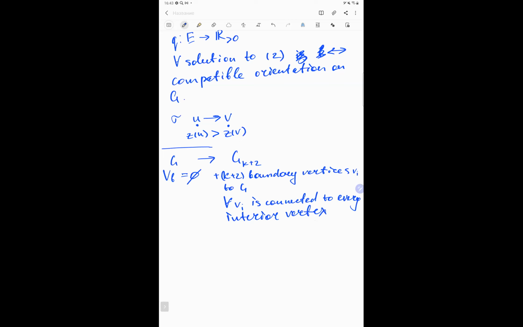Да, между собой они не соединены, но просто вот у нас есть граф, мы добавляем к нему k+2 вершина.